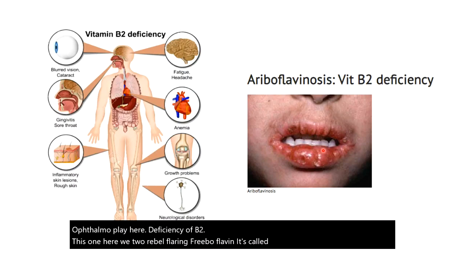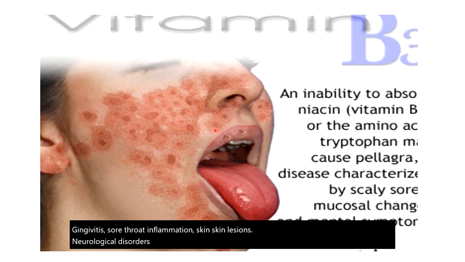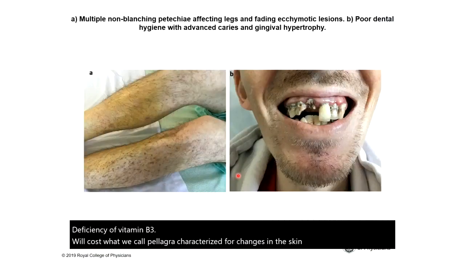You're going to see these lesions in the mucosa of the mouth. Also, it can cause headaches, gingivitis, sore throat, inflammation, skin lesions, neurological disorders, blurred vision, anemia, etc. Deficiency of vitamin B3 will cause what we call pellagra, characterized by changes in the skin and also in the mucosa.